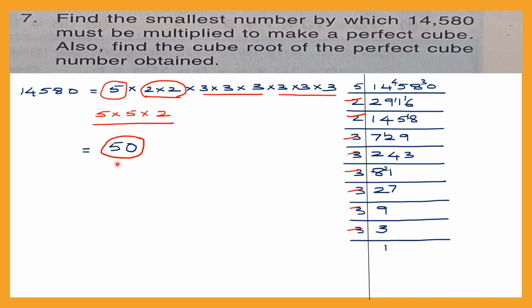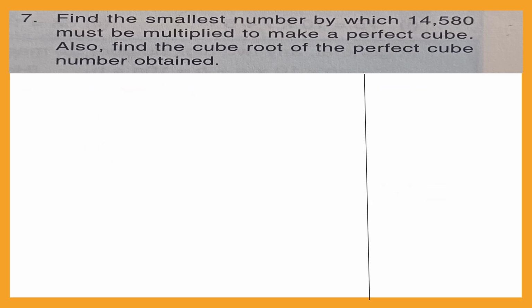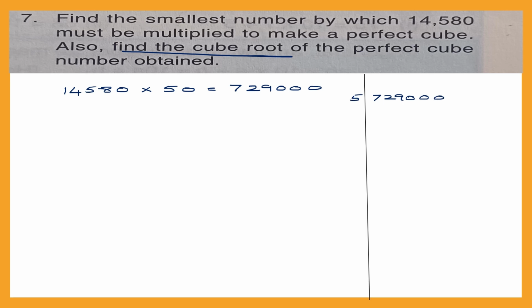That means when I multiply these two, I will get a cube number. I must find the cube root of that number. So let's do that. 14,580 is not a perfect cube, but if we multiply it with the smallest number which we got, that is 50, we will get a perfect cube. So when you multiply these two, you will get 7,29,000. Now we are going to find the cube root because here it says find the cube root of this number. So let's find the cube root of 7,29,000. Let's begin with 5.